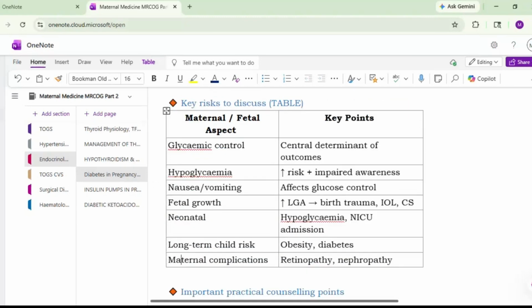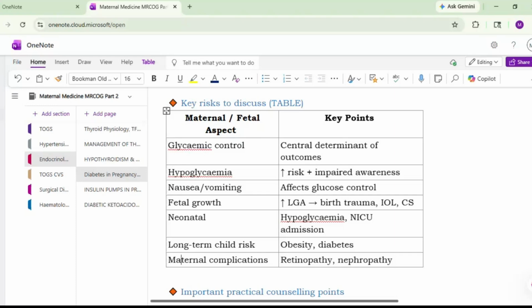Now let's talk about glycemic control. Preconceptional, periconceptional, and throughout the antenatal period, glycemic control is the central determinant of the outcome of the pregnancy. There are high chances of hypoglycemia during pregnancy, and it may be associated with impaired awareness. Normally when there is hypoglycemia, the patient will have symptoms of tremors and sweating, but these symptoms may not be there in pregnancy.